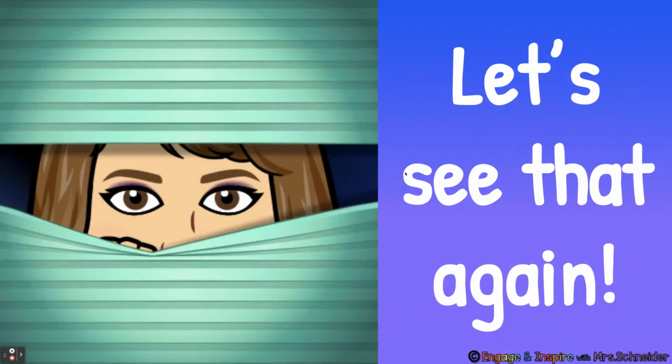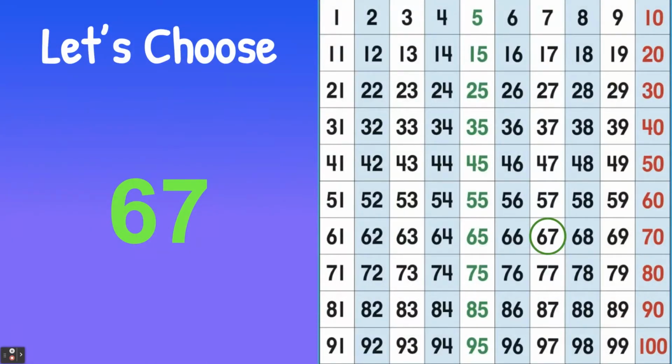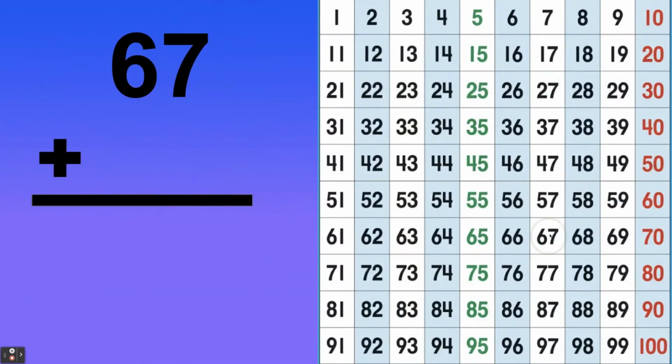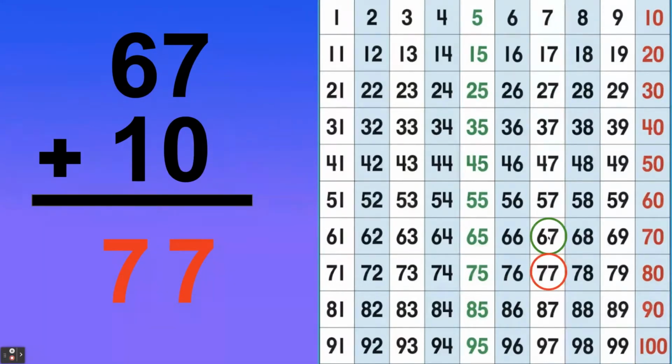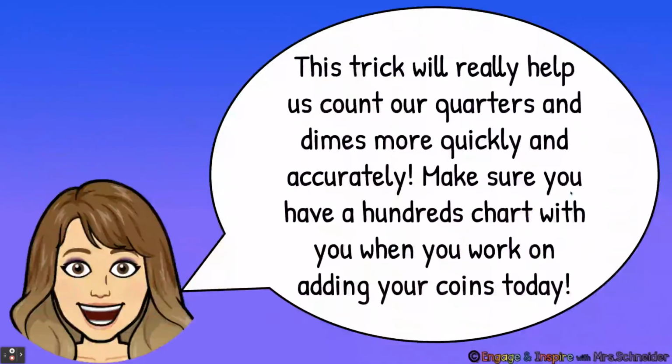Ta-da! Let's see that again. Let's choose the number 67. See, I have 67 over here. 67 plus 10. Well, 7 plus 0 is 7, and 6 plus 1 is 7. So the answer to 67 plus 10 is 77, right? 1, 2, 3, 4, 5, 6, 7, 8, 9, 10. That works for any number on this hundreds chart. Ta-da! This trick will really help us count our quarters and dimes more quickly and accurately.